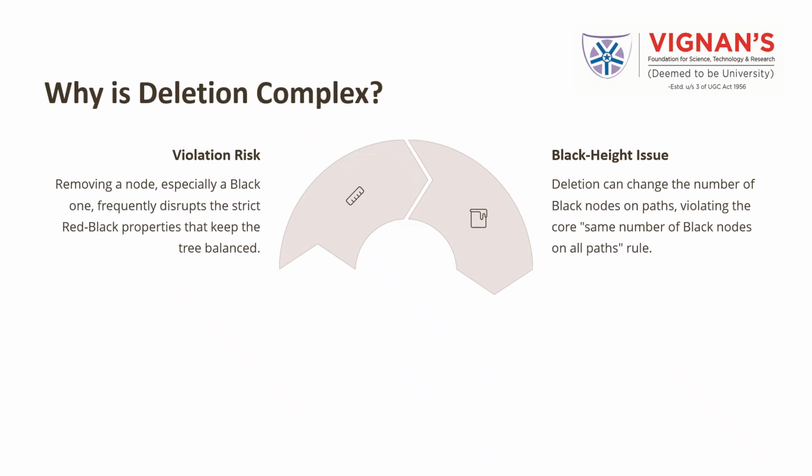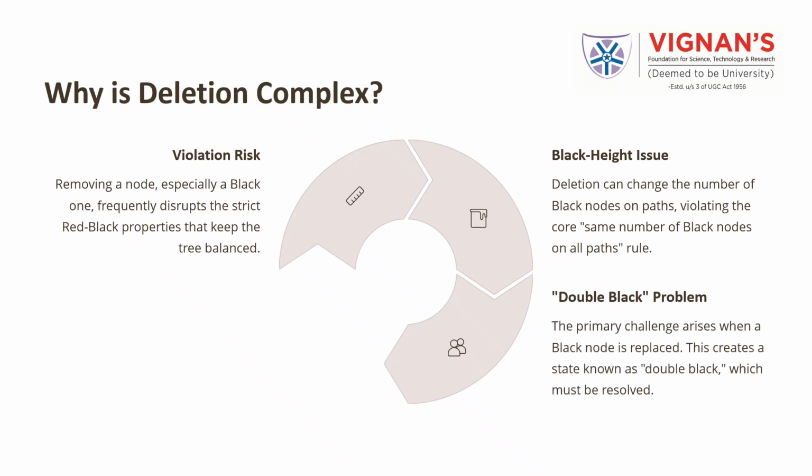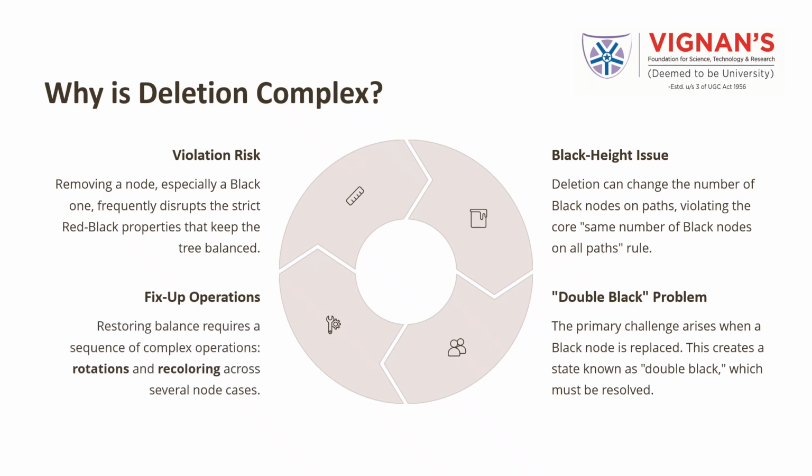The most critical challenge during deletion is the double black problem. This occurs when a black node is removed or replaced, creating an extra black imbalance that must be corrected. To restore balance, the algorithm uses a sequence of fix-up operations involving recoloring and rotations across multiple cases.